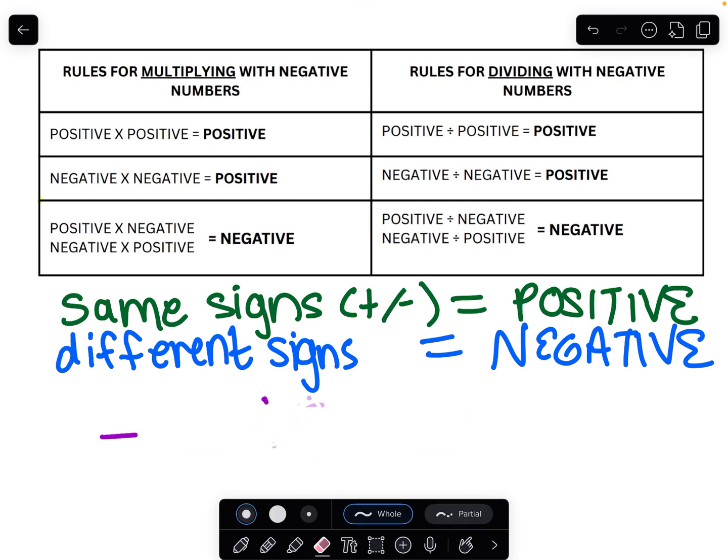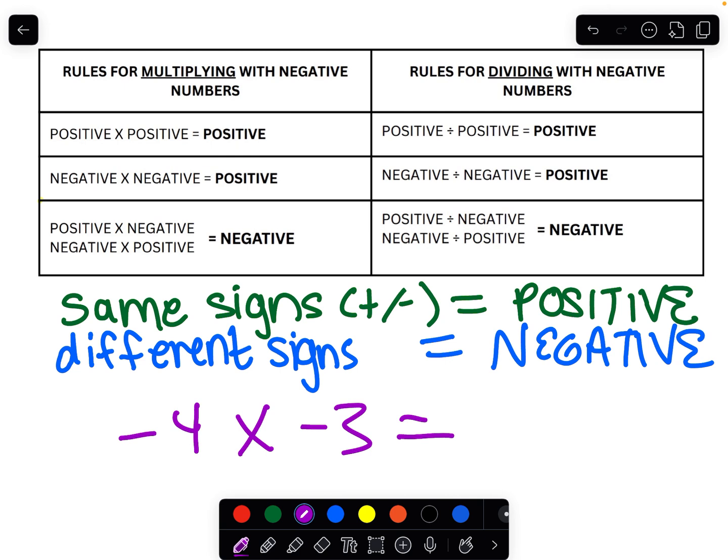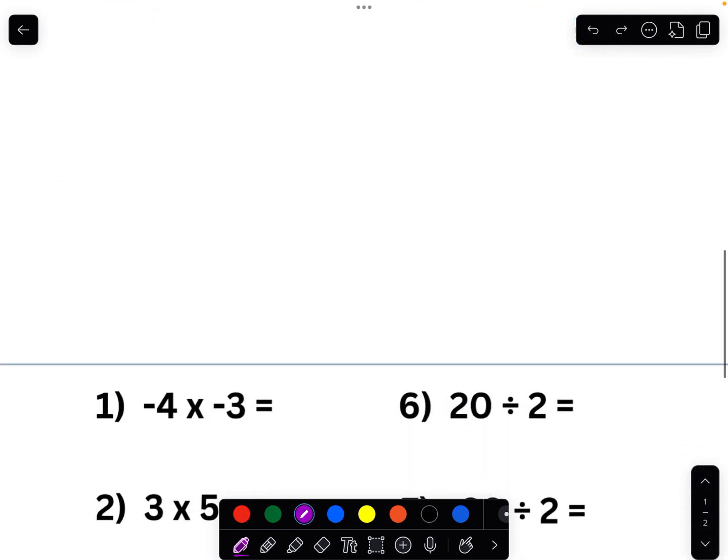And let's do one more just for kicks. What if I have negative 4 times negative 3? Well, I've got the same signs. They're both negative. My answer is going to be positive. It is actually going to be positive 12. And you can choose whether or not you want to have that positive sign there.